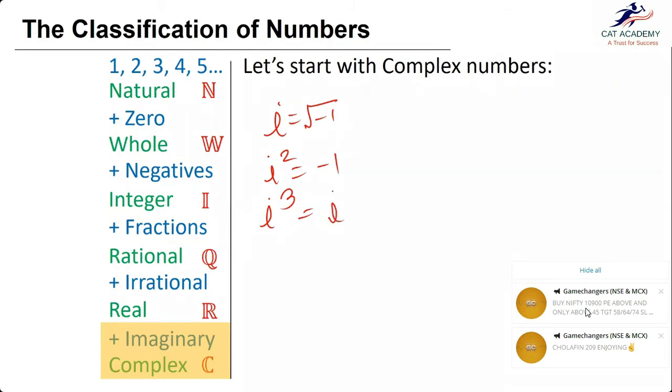i cube will be i square into i. Correct? Can I say i cube is equal to i square into i? And i square is minus 1. Minus 1 into i will be equal to minus i. Right? So i cube is equal to minus i. What is i raised to 4?